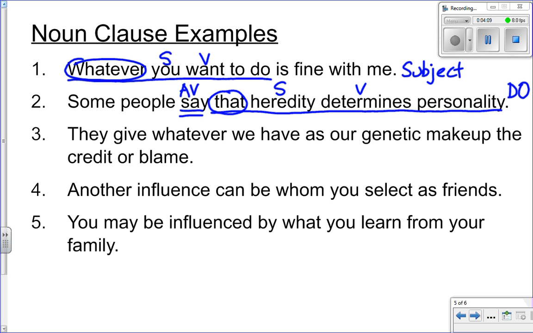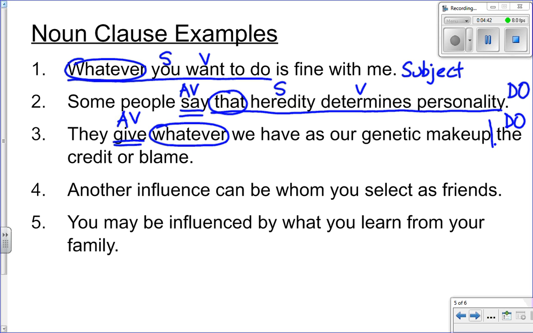They give whatever we have as our genetic makeup the credit or blame. All right, I see the word whatever, which signals that there is a subordinate clause. I also see that it's in the second half of the sentence, this noun clause, and so I have to look at what's in front of it. Give is an action verb. Now, this means that I have a direct object, most likely in the sentence, so I'm going to say, they give what? The answer to that is the credit or blame, which is the direct object then.